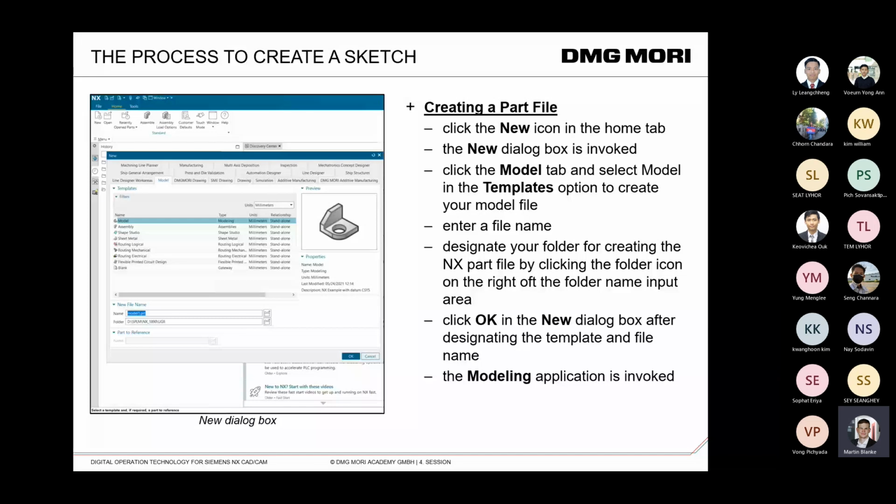So in general, what is the process to create a sketch? I know you already know how to create a new part. So you click on the new icon in the home tab, then the new dialog box is invoked. Click the model tab and select model in the templates option to create your new file. Then enter a file name and decide your folder for creating the NX parts. And if you're fine with all settings, then click on OK, and the modeling application is invoked. So this is also not new input for you, but it's good to know.